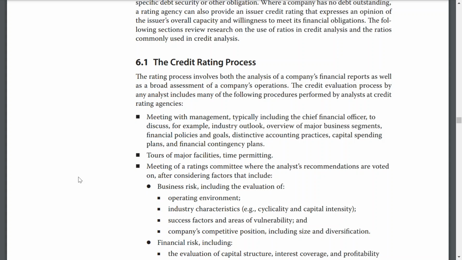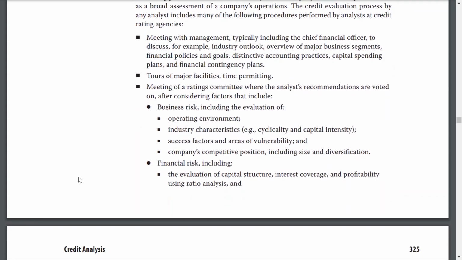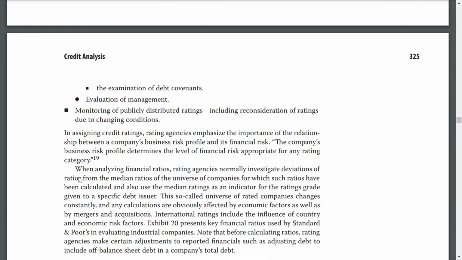Meeting with management, which typically includes the chief financial officer, to discuss, for example, industry outlook, an overview of major business segments, and financial positions and goals. Tours of major facilities, time permitting. A meeting of a rating committee, where the analyst's recommendation is voted on after considering factors that include business risk, operating environment, industry characteristics, success factors and areas of vulnerability, the company's competitive position, and financial risks. And monitoring and publicly distributing the rating.